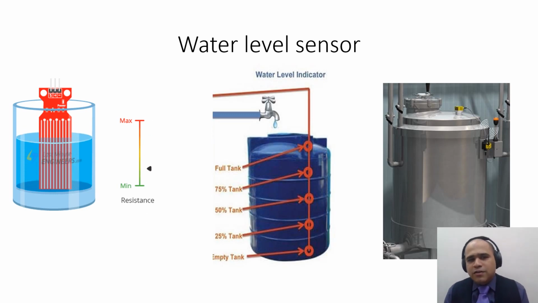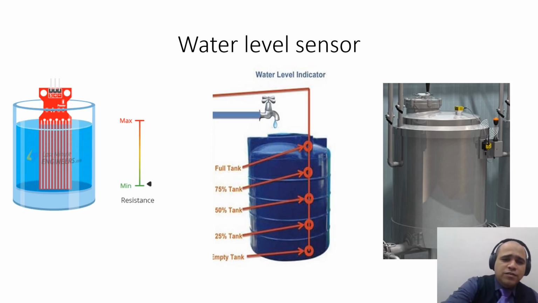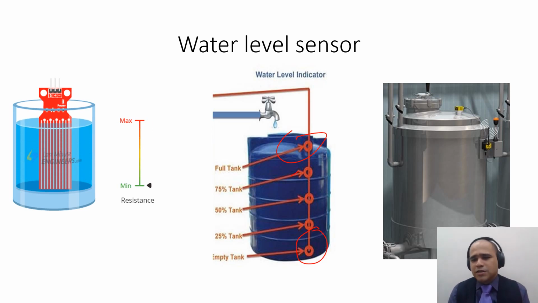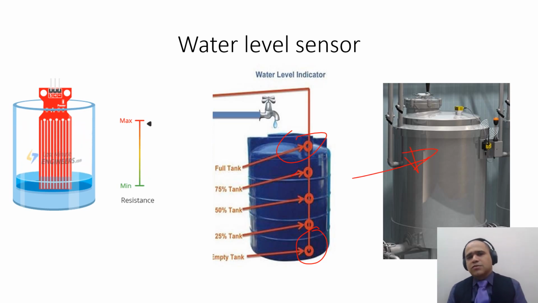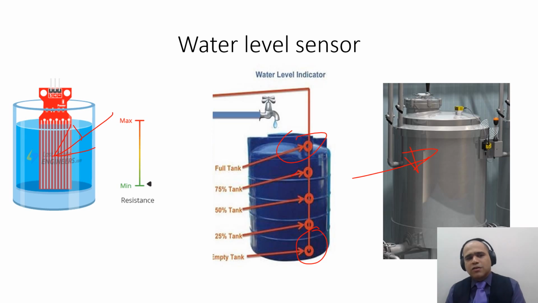The next sensor we are going to study is a water level sensor. Very commonly used. You can see them in water tank automation on your terrace, or they are also used in fermentation chambers. They are used to sense the level of water, and it looks something like this. It has interdigitated electrodes, and as your water level goes up and down, its resistance changes.